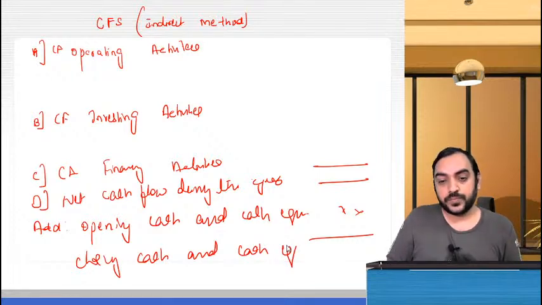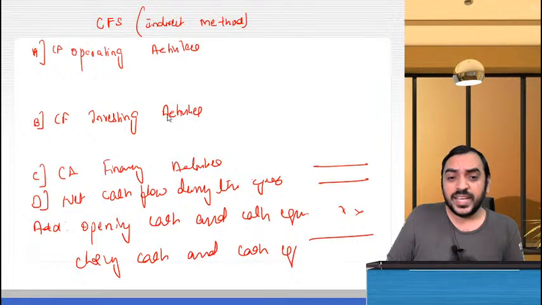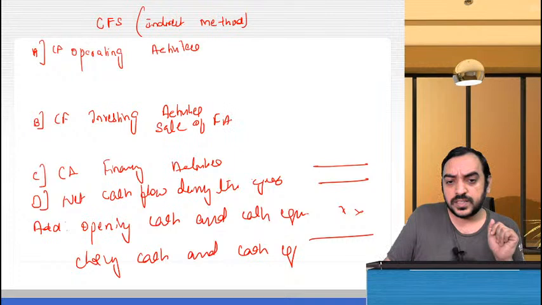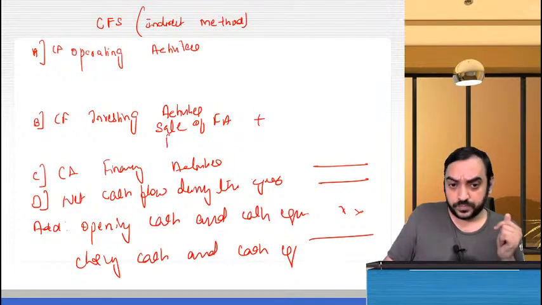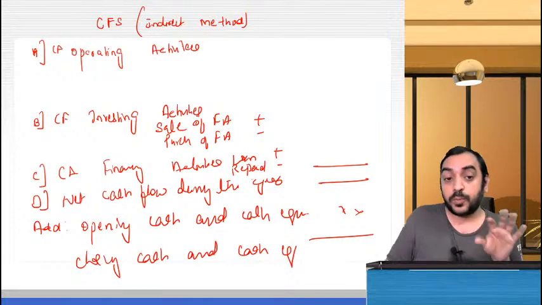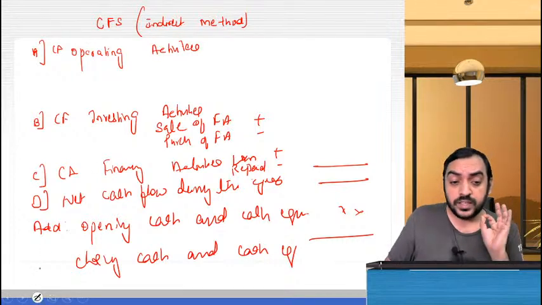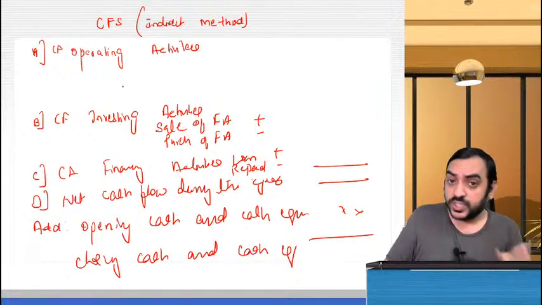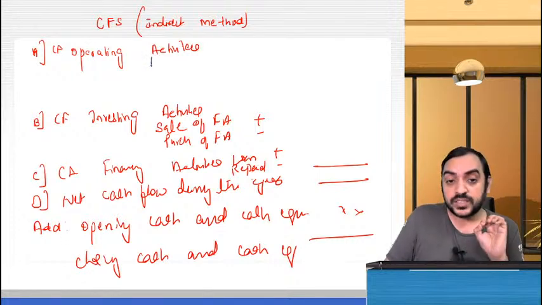Among the three, investing is not so complicated: sale of fixed assets, sale of investment, positive number; purchase of fixed assets, negative number. Financing activities: shares issued, loan taken, positive; loan repaid, shares redeemed will be minus. Not a complicated problem. Only operating activities will have some small issues. In the operating activities, we always start from the profit and loss account, profit after tax.